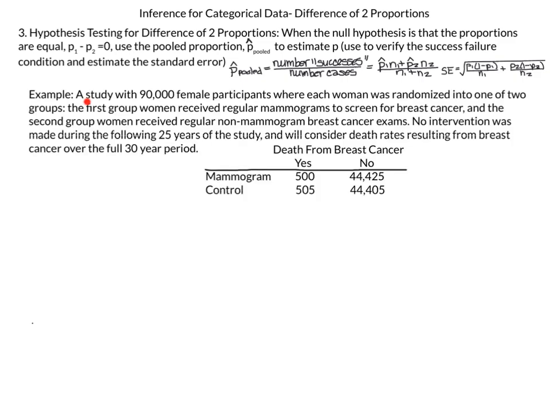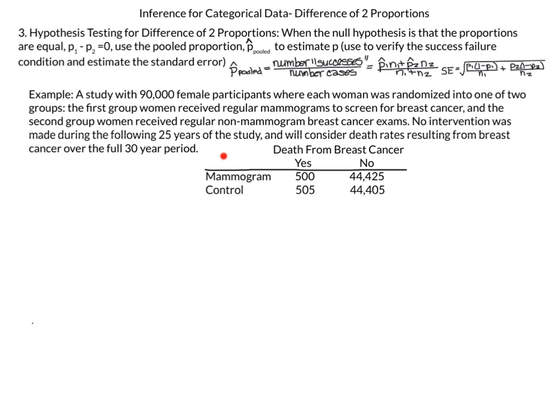Our example is a study with 90,000 female participants where each woman was randomized into one of two groups. The first received regular mammograms to screen for breast cancer, and the second received regular non-mammogram breast cancer exams. No intervention was made during the following 25 years of the study, and we will consider the death rates resulting from the breast cancer over the full 30-year period.